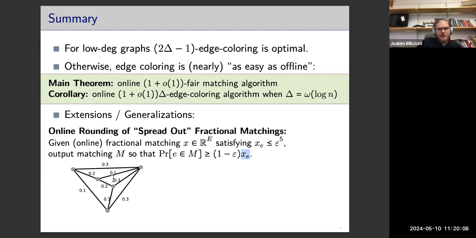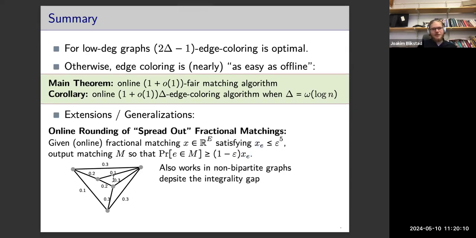And first, when I realized we could do this, I was a bit surprised because it also works in general graphs. We never assume the graph is bipartite. So here we round a fractional matching to an integral one. And in non-bipartite graphs, there's this integrality gap of 1.5. So is something wrong here?